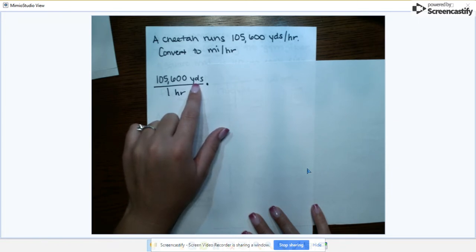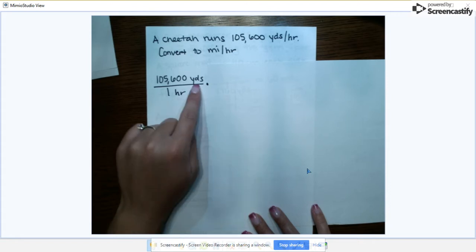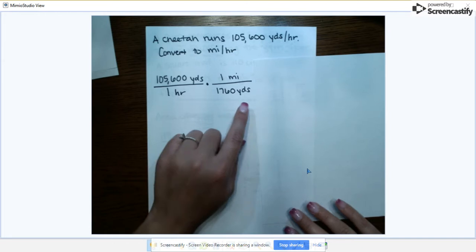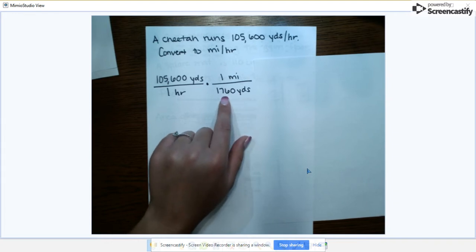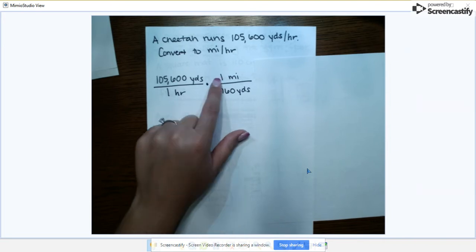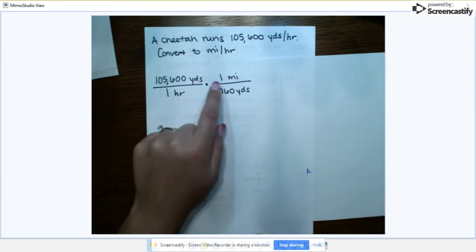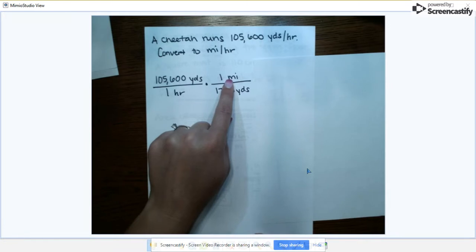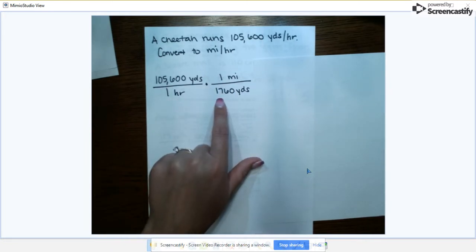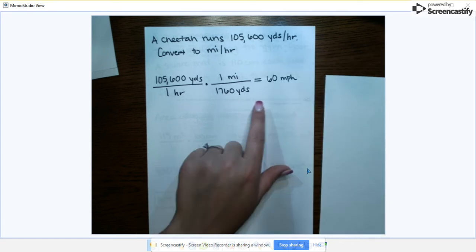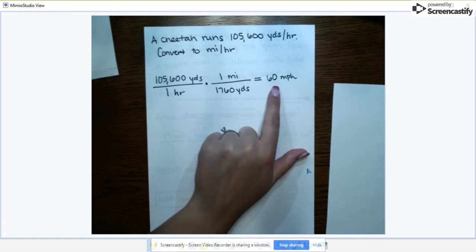And when you multiply fractions, remember that you can always cross-cancel things. So in order to cancel off that yards, we have to multiply by another fraction with yards on the denominator. And based off of our previous page that listed all these conversion factors, we know that there are 1,760 yards in 1 mile. So our labels would cancel. We can multiply across the top, which gives us 105,600. Multiply across the bottom, which gives us 1,760. And when you divide the two of those, you get that this cheetah runs 60 miles per hour.